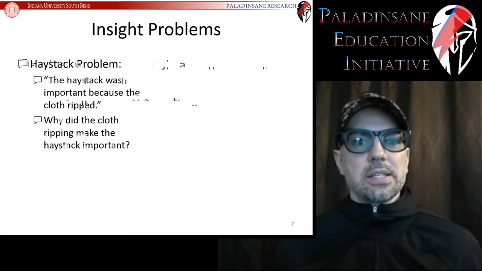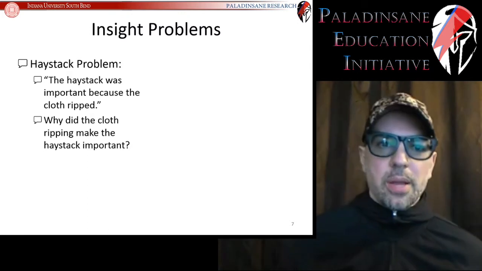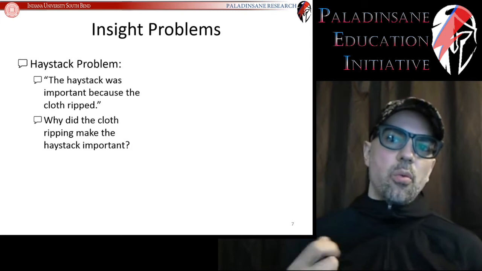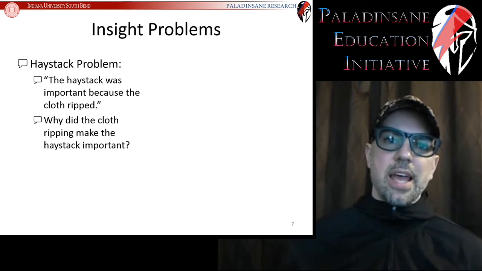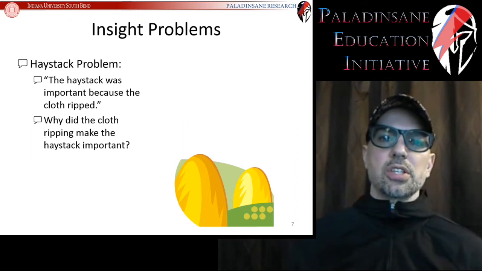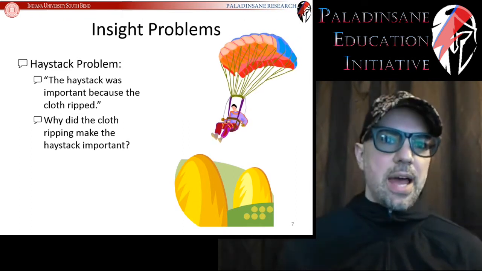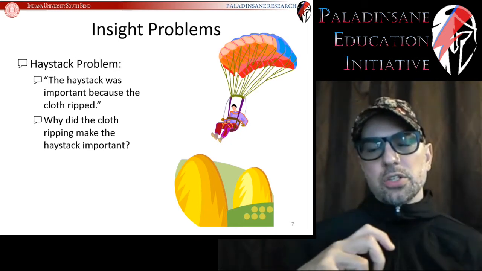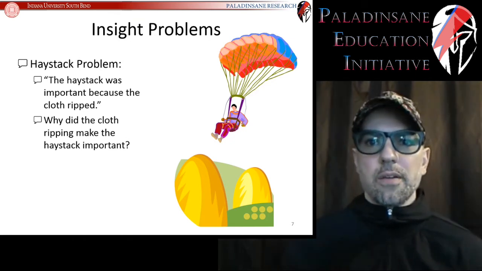So we took a look at the haystack problem last time. The haystack was important because the cloth ripped. Why did the cloth ripping make the haystack important? And the one step that you need to solve this insight problem is to realize that the haystack became important because the cloth that ripped was a parachute. And as soon as you make that leap, as soon as you come to that realization, it's very, very simple to solve the problem.